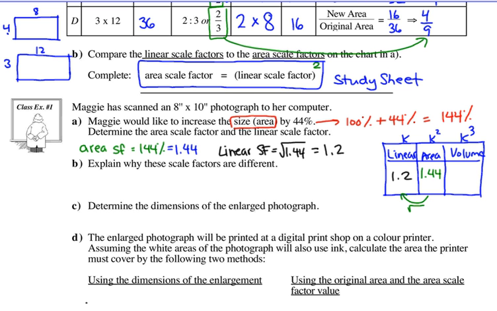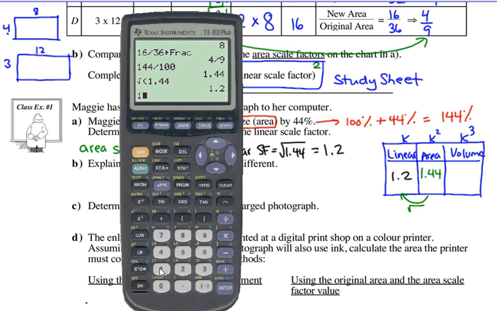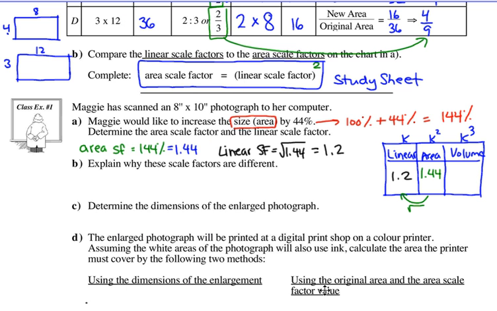1.2. So it makes sense. If linear was 1.2 and I squared 1.2, that's how we'd get our area scale factor, 1.44. So to go backwards, we square root it. So that means each dimension we would multiply by 1.2, or if we had the original area, we'd multiply that by 1.44 to get the new area.